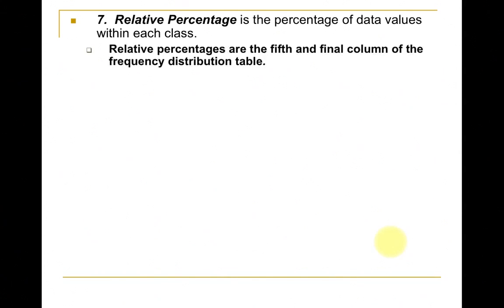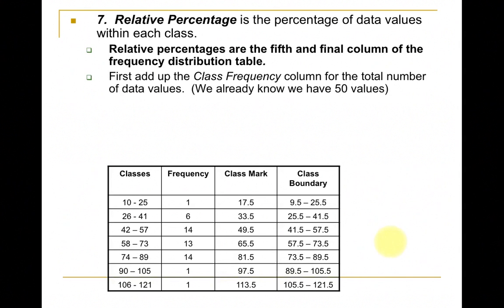Okay, relative percentage is the percentage of data values within each class. So they become the fifth and final column of the frequency distribution table. You first add up the class frequency column to find the total number of data values. Now we already know that we started with 50, so by adding up this column we'll get 50.